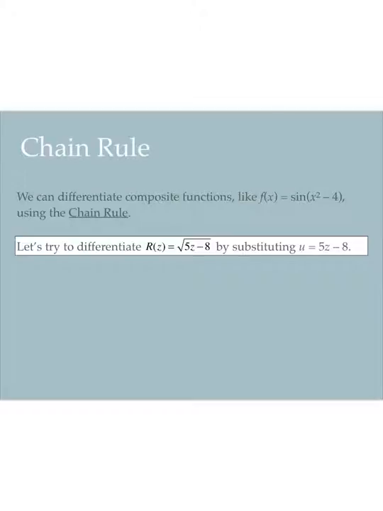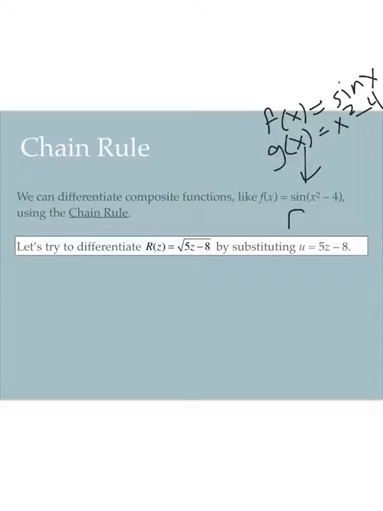So something like this one here, sine of x squared minus 4, is a composite function. It's x squared minus 4 inside of sine x. Just to be really clear about what I mean by a composite function, if f of x was sine x and g of x was x squared minus 4, then this function is f of g of x. It's a composite function because g is inside of f. And it allows us to do functions like this.